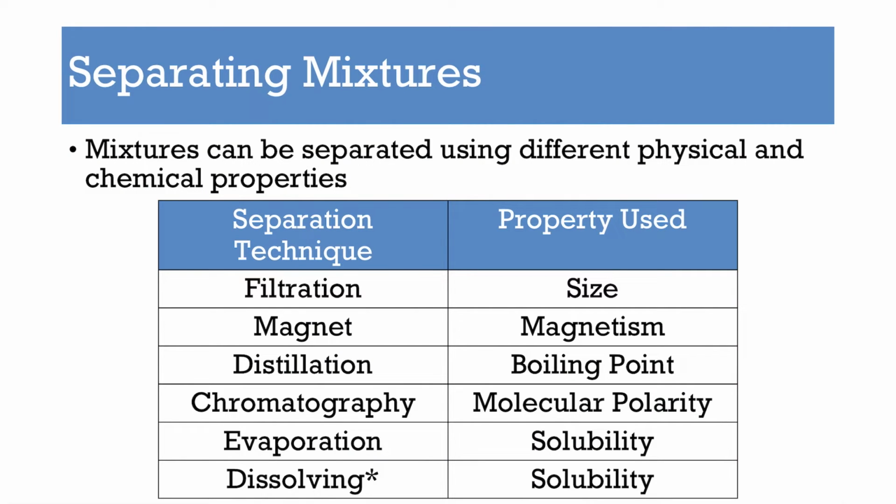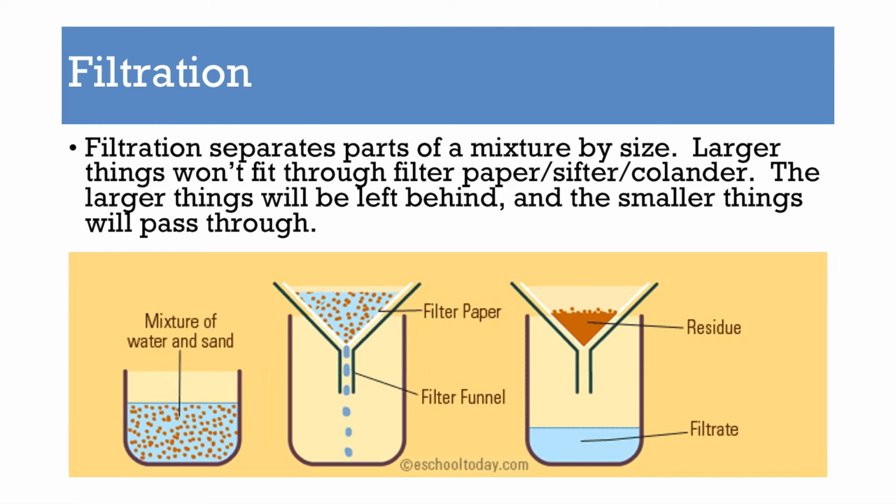Here are some of these separation techniques. We have filtration, magnets, distillation, chromatography, and dissolving. Using these things, we can manipulate the different physical and chemical properties that different substances have. So here's an overview of what we're going to talk about. Let's jump into it.